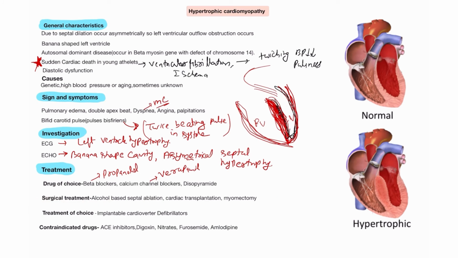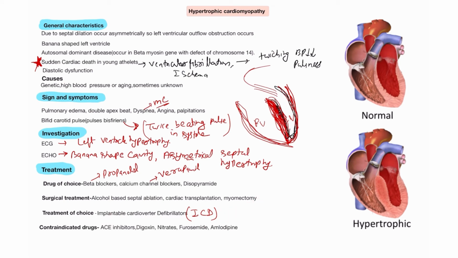What is the treatment of choice? If the question asks for the treatment of choice, then I will give the ICD. What is ICD? Implantable cardioverter defibrillator. I will write ICD because if the option doesn't give the full name, you will look for ICD. This is the treatment of choice. If the question asks for the drug of choice for hypertrophic cardiomyopathy, then you will choose a beta blocker or propranolol, also calcium channel blocker and disopyramide. If it asks for the treatment of choice, the implantable cardioverter defibrillator is the treatment of choice.